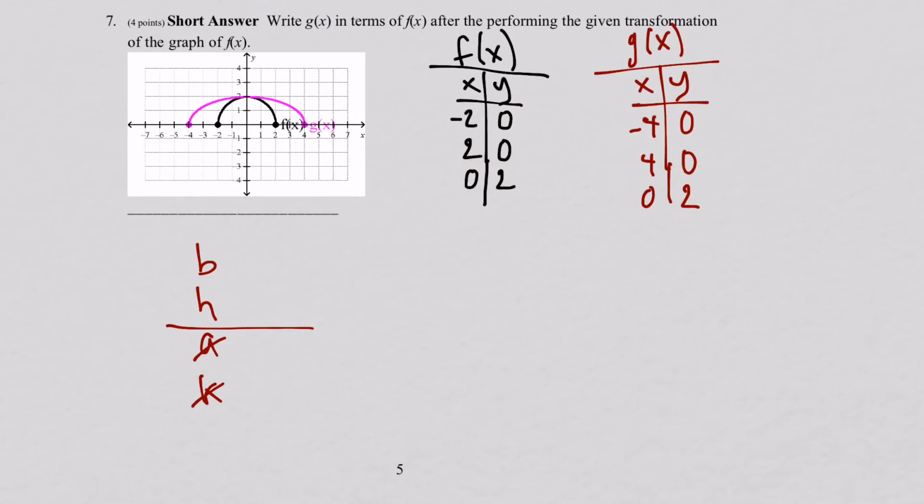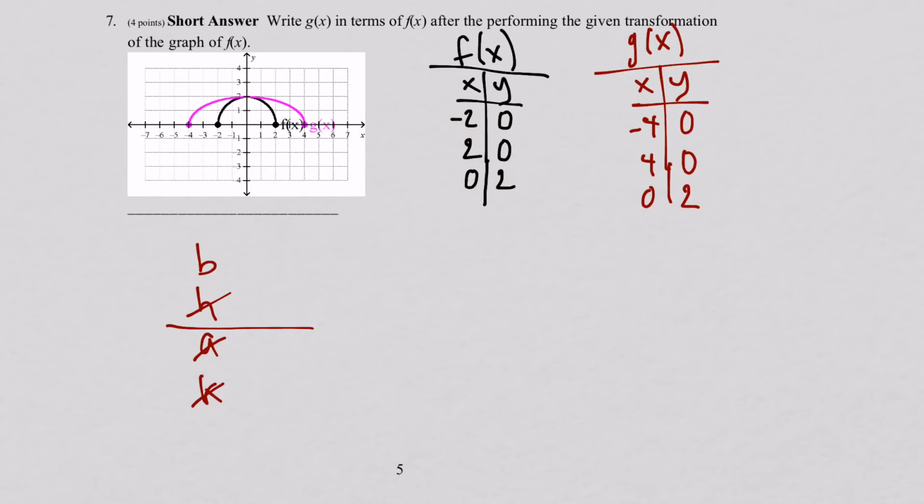Remember, b multiplies, h adds or subtracts. Did I add or subtract to these x values, or did I multiply these x values to get the new x values in the transformation? Now, you can say I added from -2 to -4, I subtracted 2, but that rule doesn't apply to the 2 and the 4, or the 0 and the 0, right? So it has to be a multiplication. So it's not h. It's a multiplication.